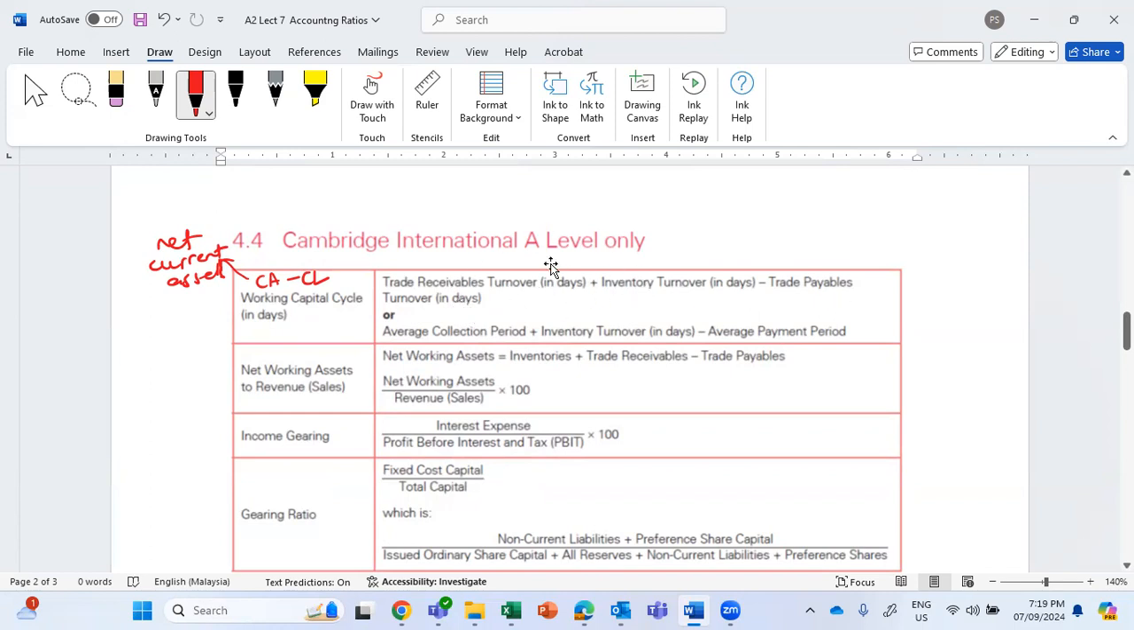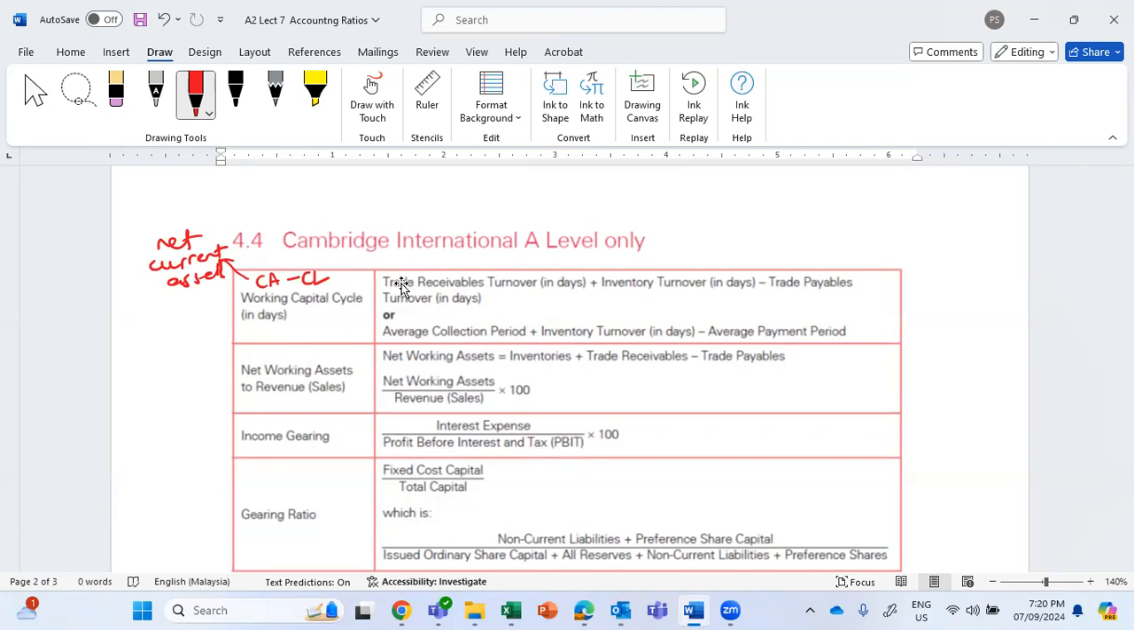So these three components added together, as in these two added and subtracted with trade payable, make up our working capital cycle. The working capital cycle measures the number of days from when we purchase inventory until when we collect the money from sales. See, in order to sell, you need to purchase inventory first.